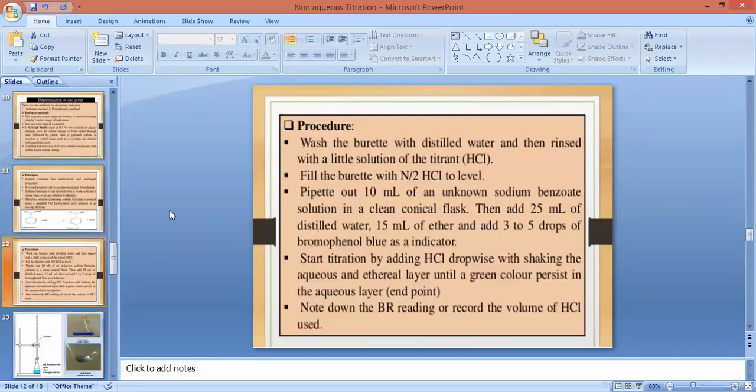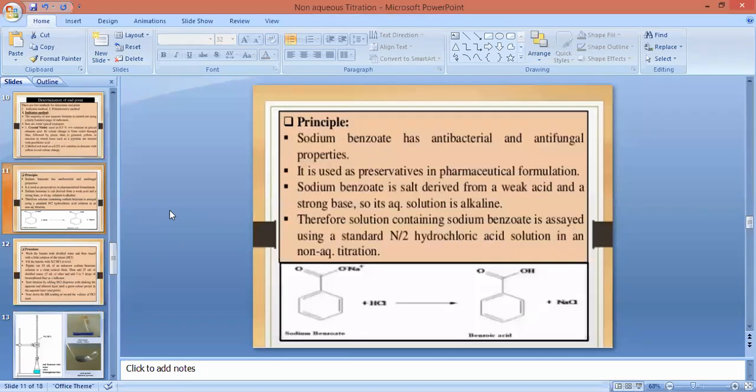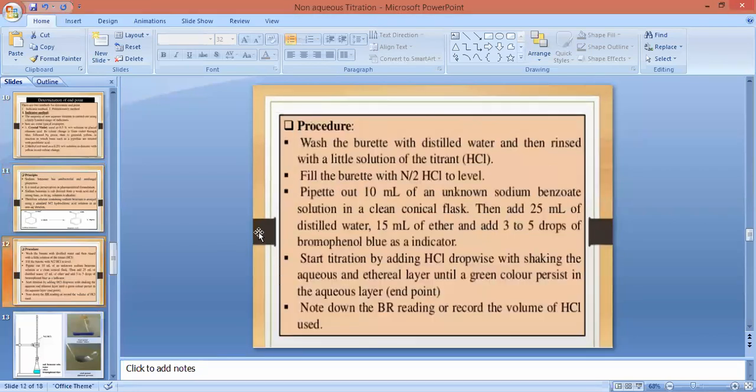Next is the procedure. What type of titration is it in the principle? It is a non-aqueous type of titration since the drug is weak in nature. The nature of sodium benzoate is alkaline, therefore we are going to treat it with an acid, that is hydrochloric acid. Next is the assay procedure. In the assay procedure, the contents in the conical flask will be in exact quantity.